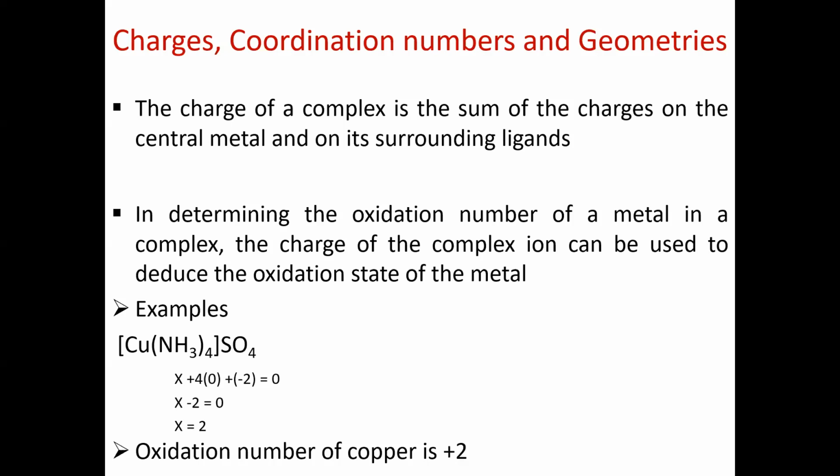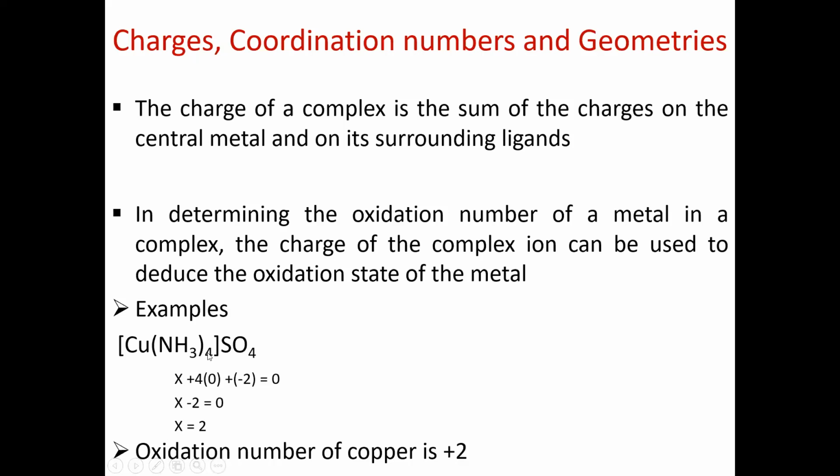ion is a coordination compound that has a charge. So the charge of a complex is the sum of the charge on the central metal and on the surrounding ligands. So for you to know the charge of a complex, you must be able to know the sum of the anionic ligands surrounding the metal. And in doing that, we should be able to determine the oxidation number of the metal. And if we determine the oxidation number of the metal, then we should be able to know the charge of the complex ion. So we have an example there.